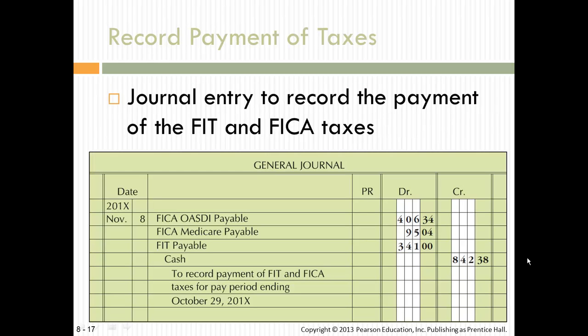Here's the journal entry. So remember, when you took all of the money out of everybody's checks, it was a payable. Now you're remitting it, and so you're releasing the payable and you're paying cash, and this is to record the payment. So it's like any payable, really. Don't let this complicate you too much. It's just a type of payable.